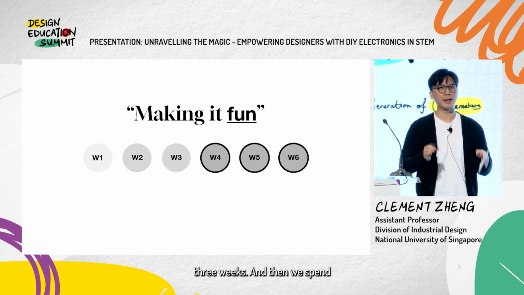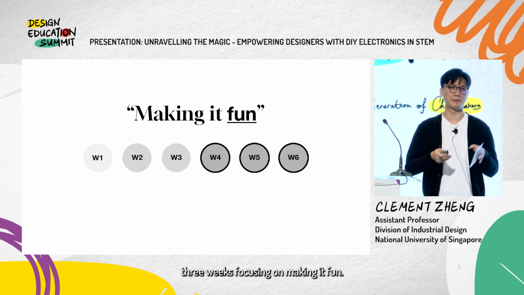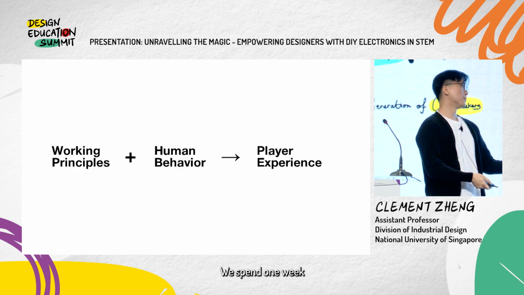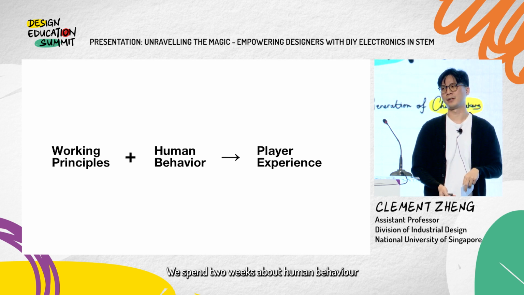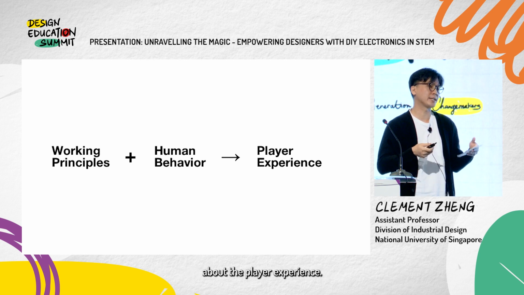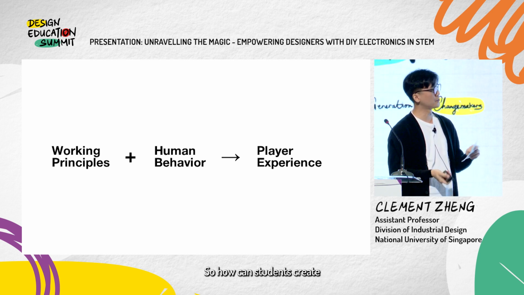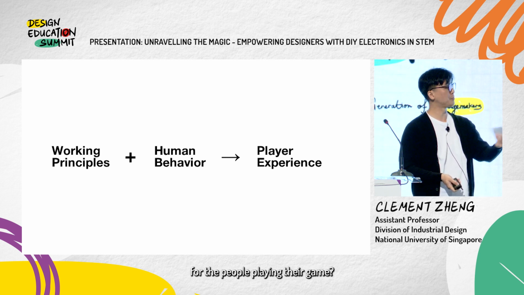And then we spent half of the 6 weeks, 3 weeks, focusing on making it fun. And so we spend 1 week talking about working principles, we spend 2 weeks about human behavior, and we spend the lion's share of the class about the player experience. So how can students create an engaging play experience for the people playing their game?